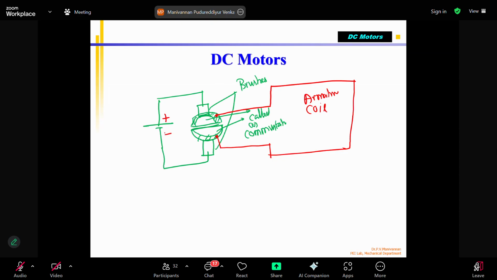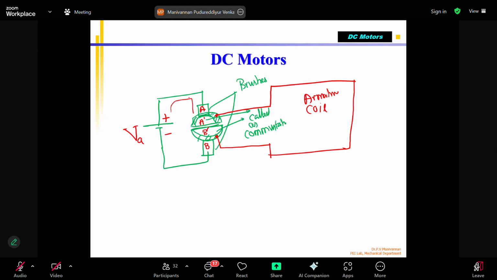Please note that I am giving voltage VA. That means armature voltage is supplied from this power supply. From this, the current will flow through the brush. This is brush A, this is brush B, and A dash is our commutator part, which touches A, and the bottom commutator part, I say B dash.